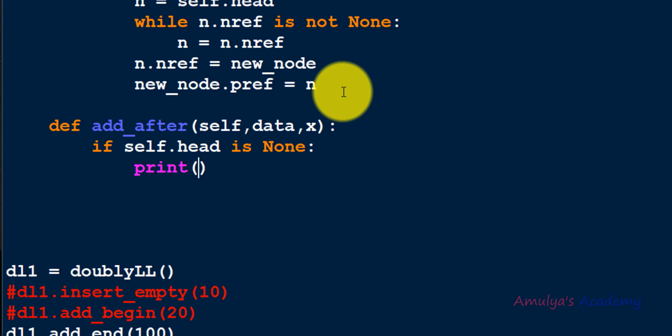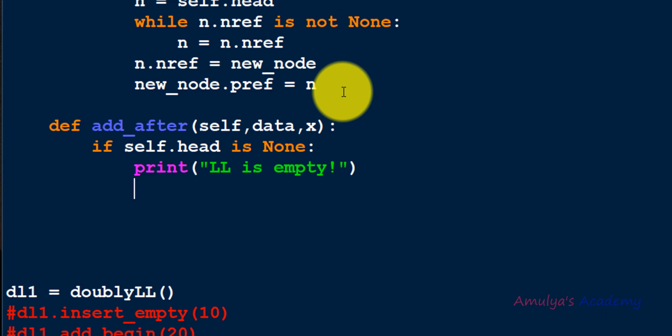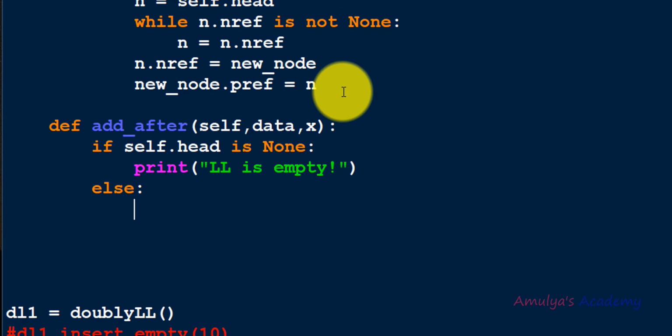You can print any message here, like the linked list is empty, so you can't insert. You need to write a message. If the linked list is empty, that means x is not present in the doubly linked list, right? So that means we can't insert the new node after x. That's why we need to check this condition. Else, if the linked list is not empty, then we need to traverse to the x node, the given node.